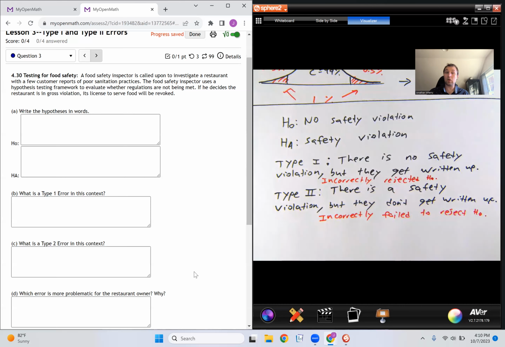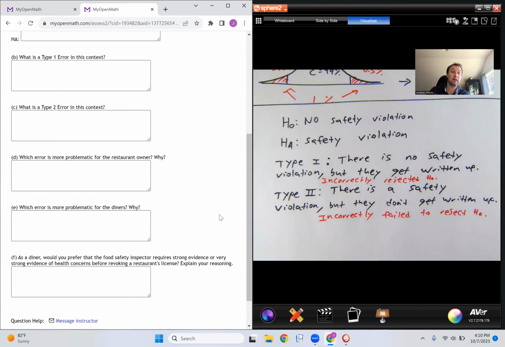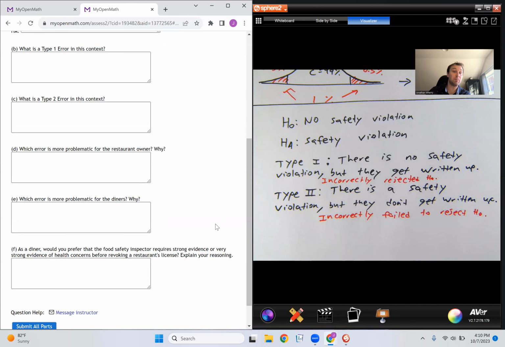Neither of these things are good, and I think point of view matters a lot. Which error is more problematic for the restaurant? Well, I think the restaurant would be concerned about their license getting revoked when there's nothing wrong with their food. So a type 1 error would be a big concern to the restaurant owner. If I was a diner, I would be more concerned about a type 2 error, that there's actually something wrong going on and I'm eating food that's not safe for me to eat.